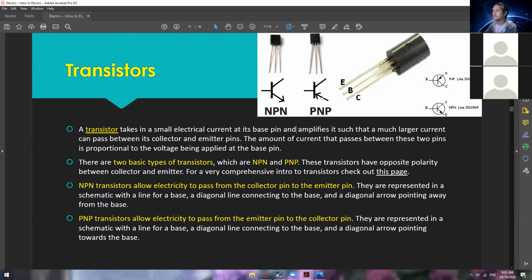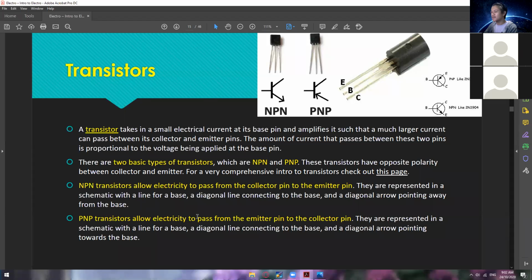And then for the PNP, it allows the electricity, or the electrons, coming from the emitter, not amplifier, emitter, and then going to the collector. So it's the other way around. I think you guys are confused now, sorry for that. So NPN is coming from the collector going to the emitter. For PNP, it is coming from the emitter going to the collector. I hope that one is clear.